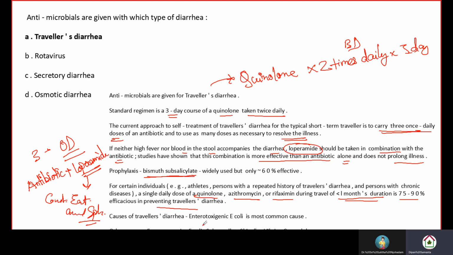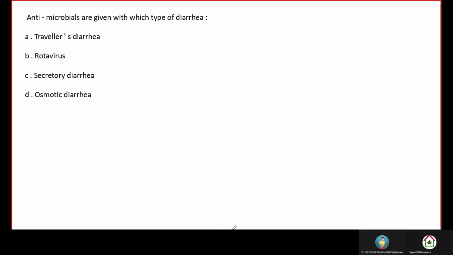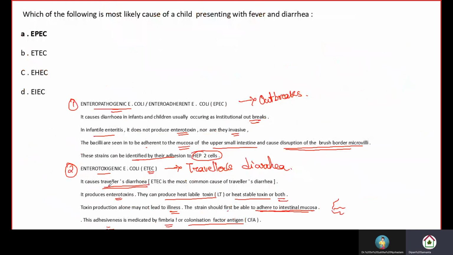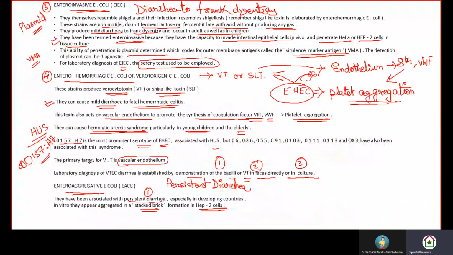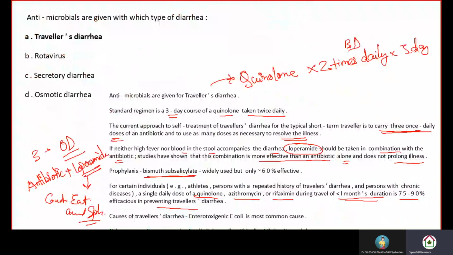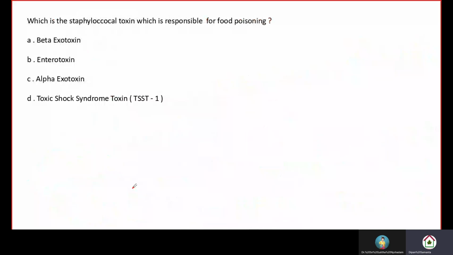Causes of traveler's diarrhea: ETEC is the most common cause. Other causes are EIEC, Salmonella, Shigella, Vibrio cholerae, and Campylobacter. All these can also be causes of traveler's diarrhea. Very important topic, traveler's diarrhea. Which is the next question?